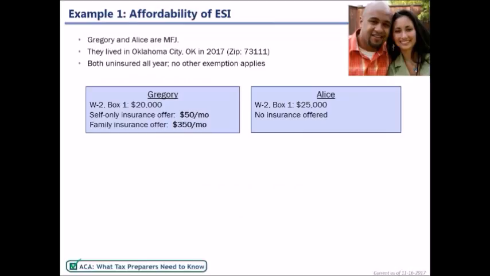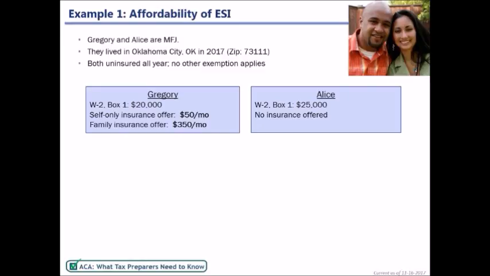So let's work this out through examples. We have Gregory and Alice, and they are married filing jointly. They live in Oklahoma City, and they are both uninsured all year with no other exemption. So I'm just telling you there's no other exemption. Gregory has box one income of $20,000. He was also offered insurance coverage.